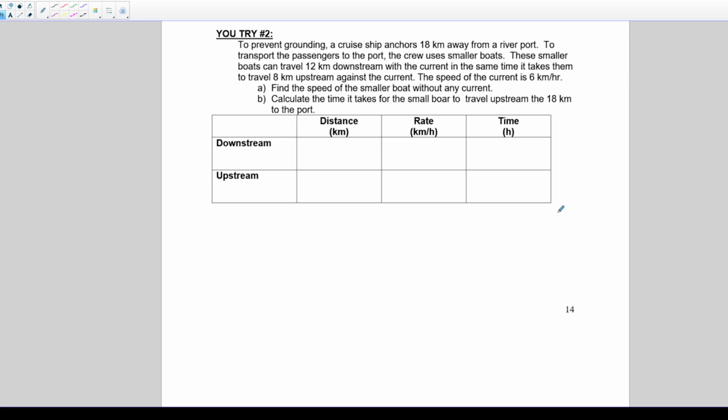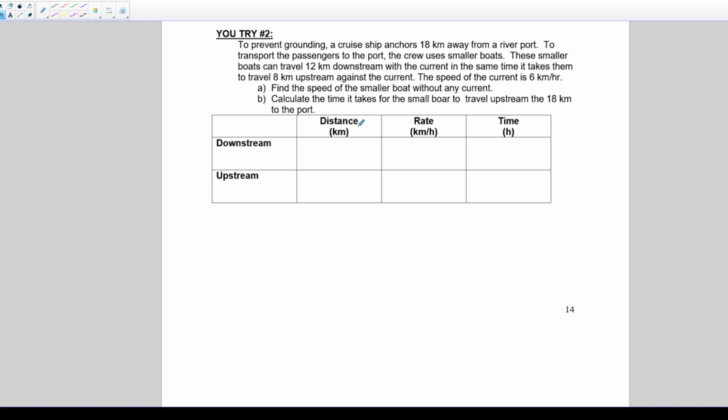For this last question, I actually want to do it together because it does introduce the idea of having a current. Taking a look at this problem: to prevent grounding, a cruise ship anchors 18 kilometers away from a river port. To transport the passengers to the port, the crew uses smaller boats. These smaller boats can travel 12 kilometers downstream with the current in the same time it takes them to travel 8 kilometers upstream against the current. The speed of the current is 6 kilometers per hour. Find the speed of the smaller boat without any current.